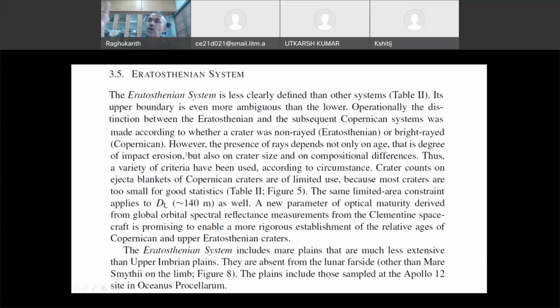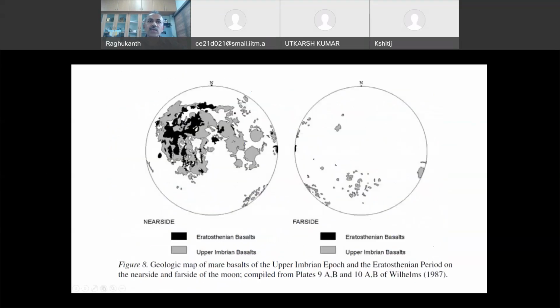Actually, I have shown you long back that bright rays, based on that, they have estimated this thing itself. Upper Imbrian places and this one. Yes. So this includes Oceanus Procellarum, so all this comes under the Eratosthenian system itself. The next one, this is how it looks like. Eratosthenian basalts, and on the near side you can see these dark ones are all one age, homogeneous age itself. And then these are all upper Imbrium, basically.